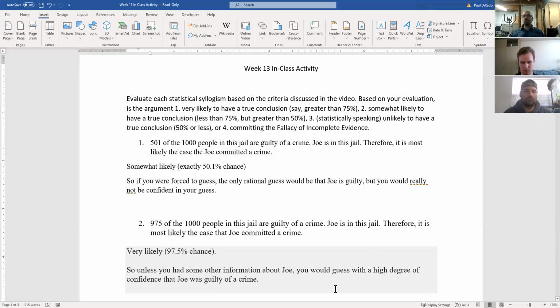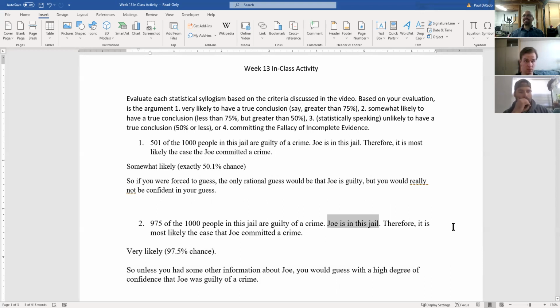And you'd be just way more confident. Maybe you make the same guess in 1 and 2, right? But you'd be way more confident about your guess in number 2. There's just a much higher percent chance that Joe is actually guilty. Notice, though, that this is entirely dependent upon the information we know about Joe right now. The only thing we know about Joe right now is that Joe is in the jail. What if I told you that Joe was a warden in the jail?